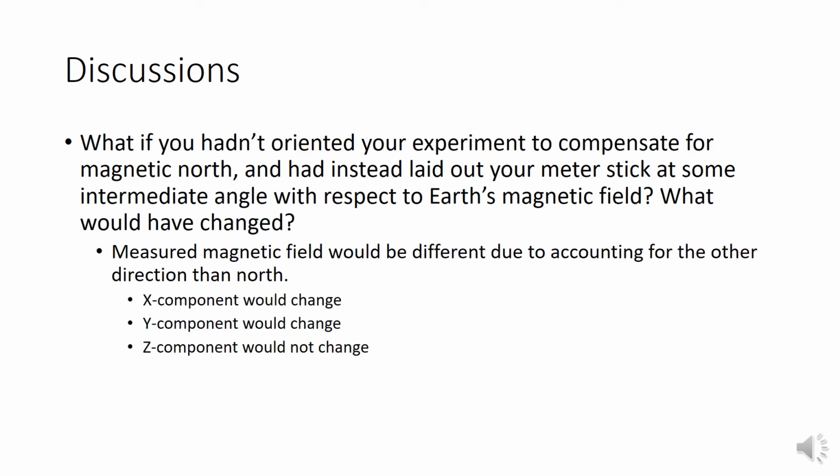The first question of this discussion is, what if you hadn't oriented your experiment to compensate for magnetic north and had instead laid out your meter stick at some intermediate angle with respect to Earth's magnetic field? What would have changed? I think the measured magnetic field would be different, accounting for a direction other than north, and due to the intermediate angle, the x and y components would have changed. However, as only the direction changed, the z component would remain the same.